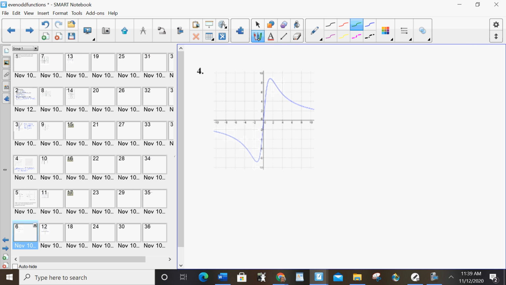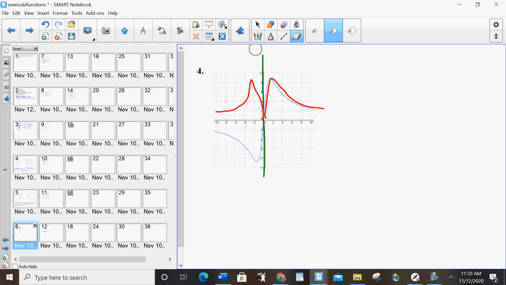Number 4. Even, odd, or neither. Well, let's start by checking for even. Even: f of x equals f of negative x. It's symmetric to the y-axis. Is this thing symmetric to the y-axis? No. If it was, then this piece would look something like that. It is not symmetric to the y-axis.